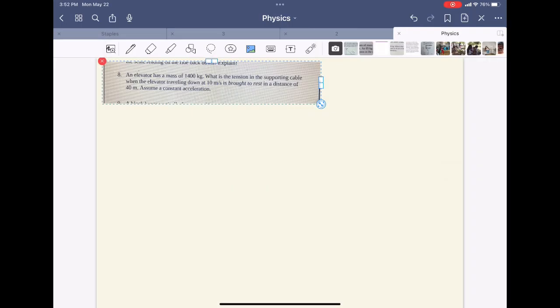Okay, so this problem is going to be from the elevator dynamics homework number 1. This is problem number 5. And really quick, I'm just going to be going through and selecting information out of the problem.